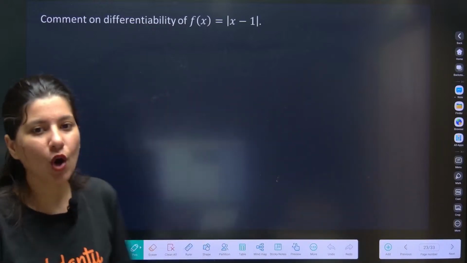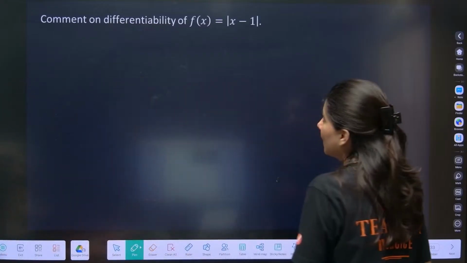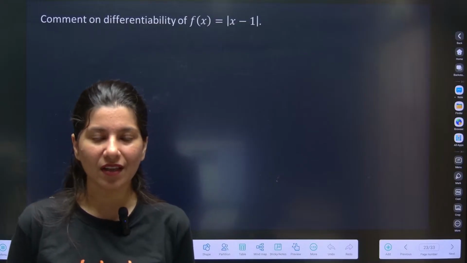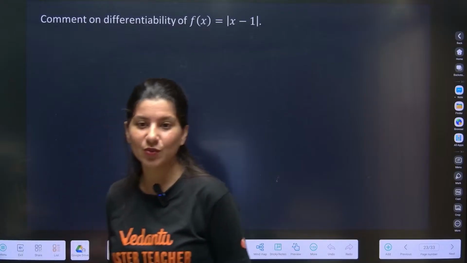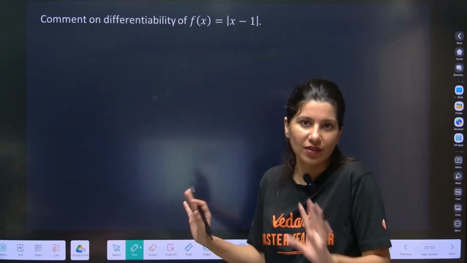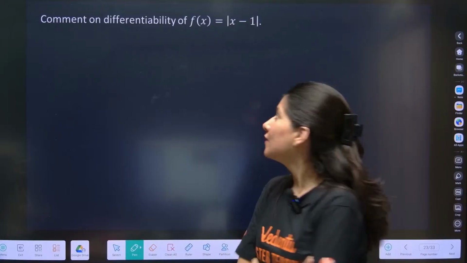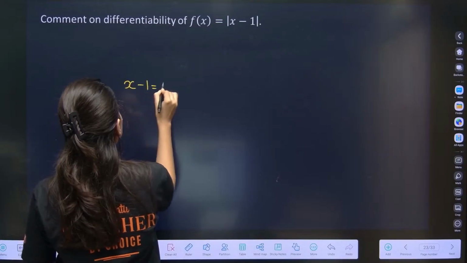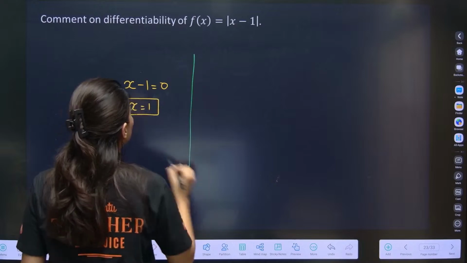Okay. Comment on differentiability of f(x) = mod of (x minus 1). Now again, they have not given any point. Till now, they were giving: check the continuity and differentiability at x equals 1, x equals 0. Right now, they have just given the function. So we need to think, at what point shall I check? I told you x minus 1 equals 0 is my doubtful point. We need to check just at x equals 1.